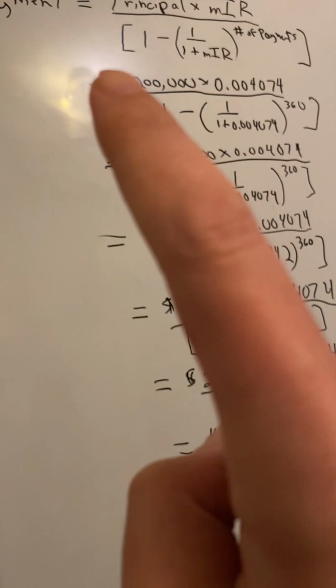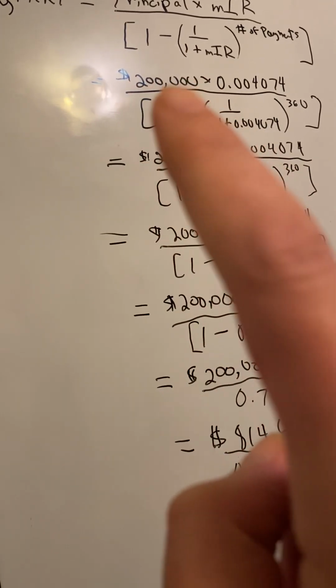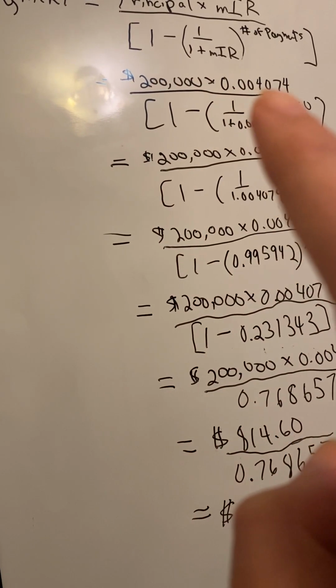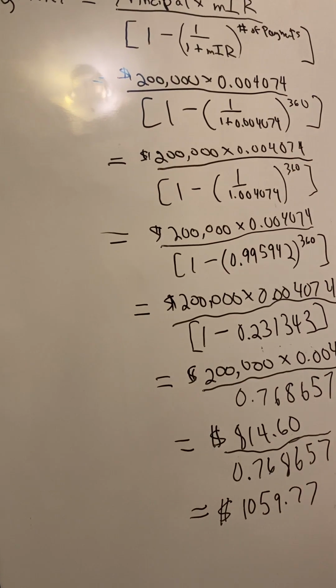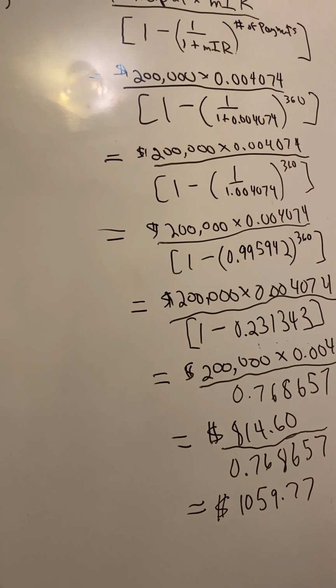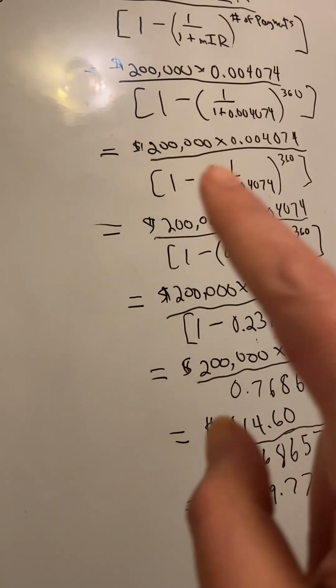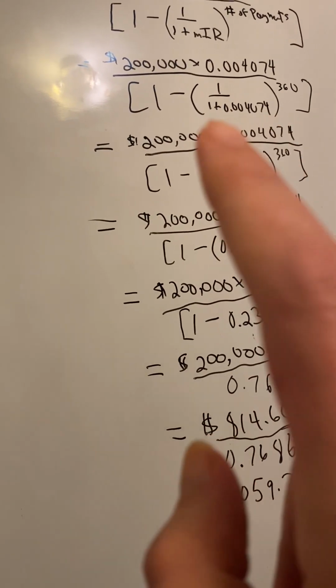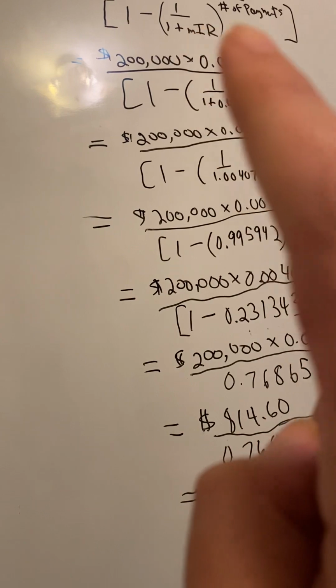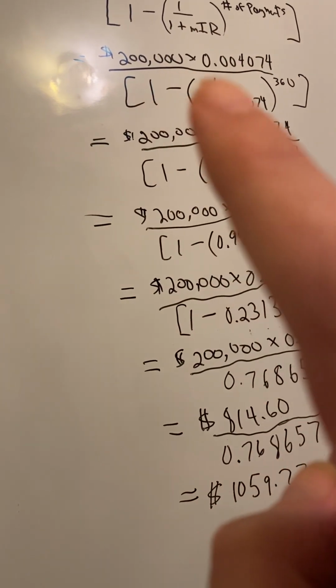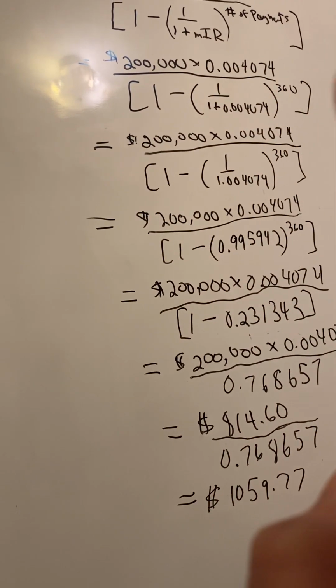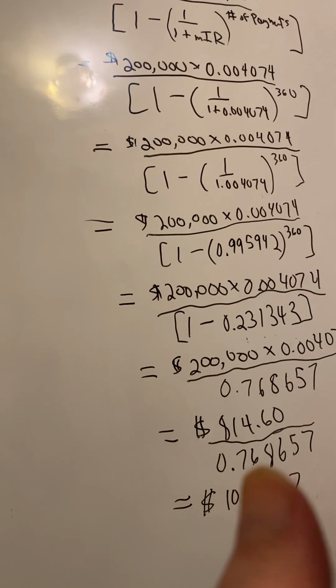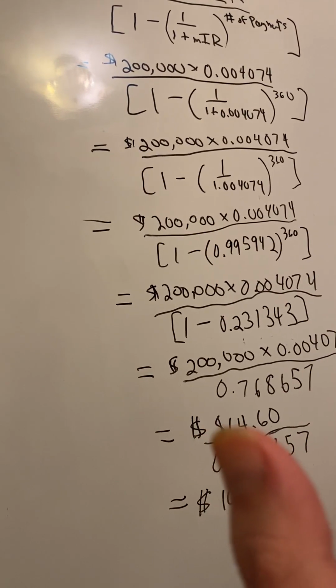Now, if we wanted to, we could have solved the numerator first. Even though there's not a parenthesis in this numerator around 200,000 times 0.004074, it's like there is. So you could have done that right in the beginning and got a number for the numerator. I didn't, because I didn't want to confuse you about why I'm doing that multiplication before I work inside my brackets and my parentheses. So I just did it.